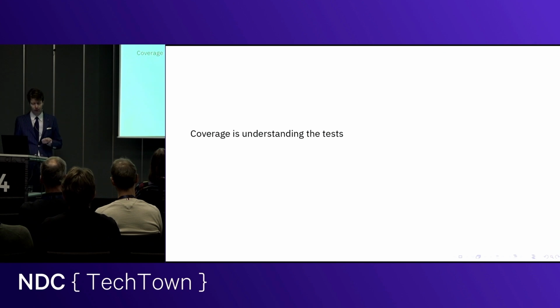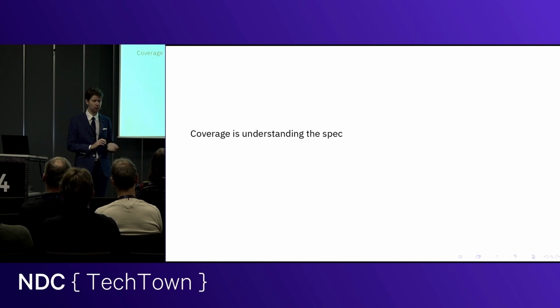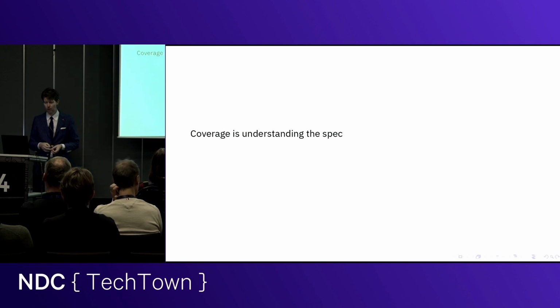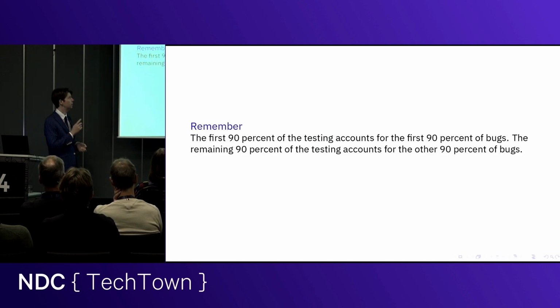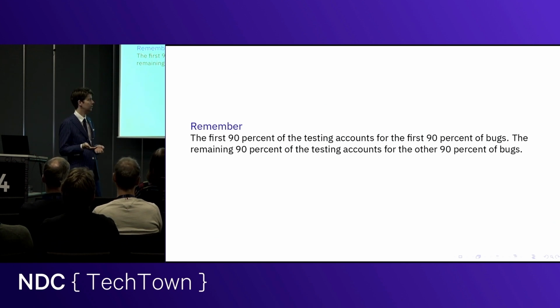I would actually go out on a limb and say what you're really doing is trying to understand the spec, right? Because if you have functional tests, it's reasonable to assume that you have pretty good coverage, because either way, if you don't, you have either a bug in your test, in your program, or in your spec. Now, remember that the first 90% of the testing accounts for about 90% of the bugs, and the remaining 90% of the testing will account for the other 90%.